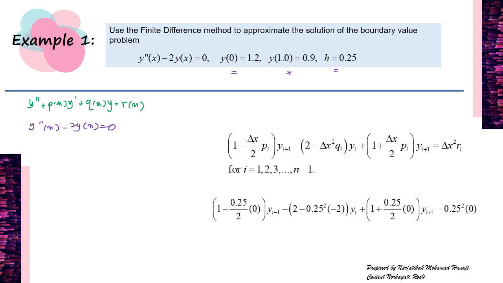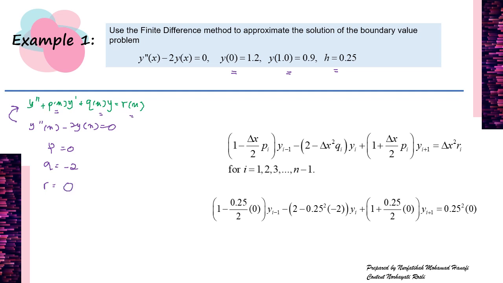And we already know that our problem is already in the general form. So from here, we can directly identify what our P, Q, and R are. Our P is equal to 0, our Q is equal to -2, while our R is equal to 0.